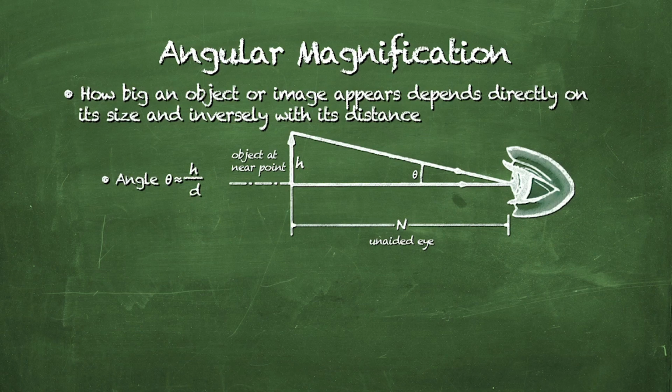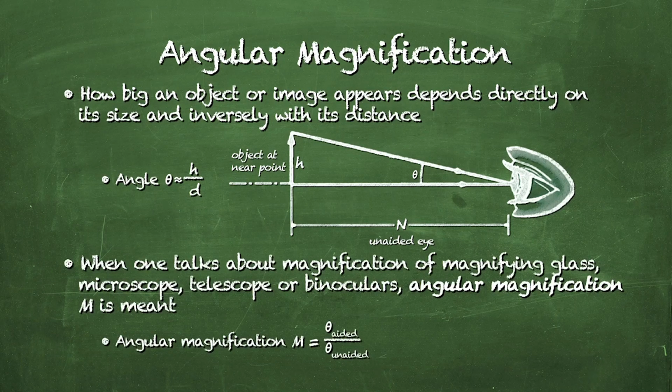Now what this means is that if we want to get a better view of something, we can actually get closer to it and just decrease distance. That means that the object takes up a bigger angle in our field of view and we can see its details more clearly. Sometimes we're not able to do that, so we use an aid such as a magnifying glass, a microscope, telescope, or binoculars. And in that case, when we talk about the magnification of those instruments, angular magnification is what we mean.